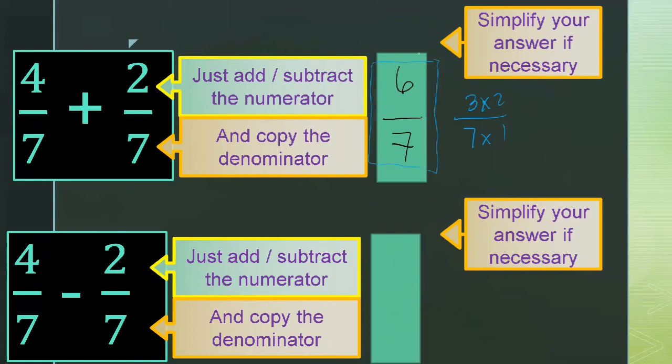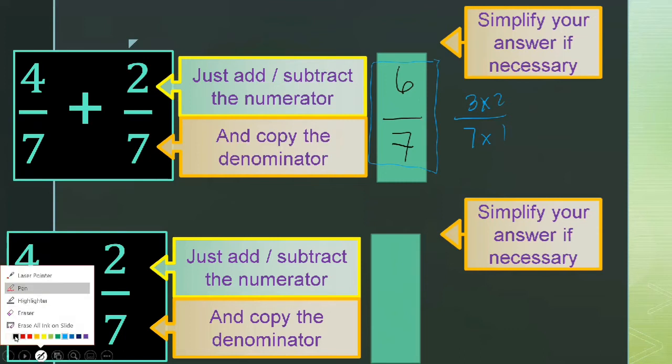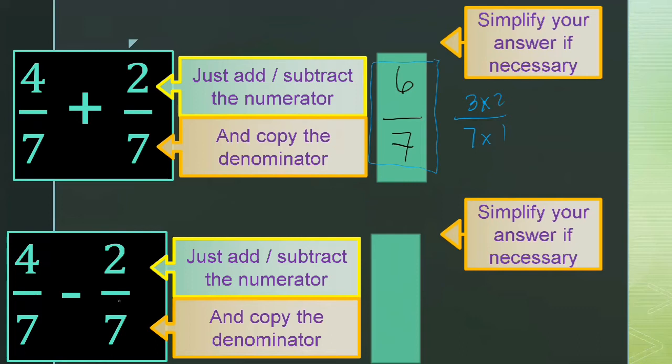Okay? Next naman natin is the subtraction. Okay po? So, sa subtraction natin, 4 over 7 minus 2 over 7. So, what are we going to do? Similar fraction siya. Let's subtract the numerator. 4 minus 2 is equal to 2. And then copy the denominator, 7.